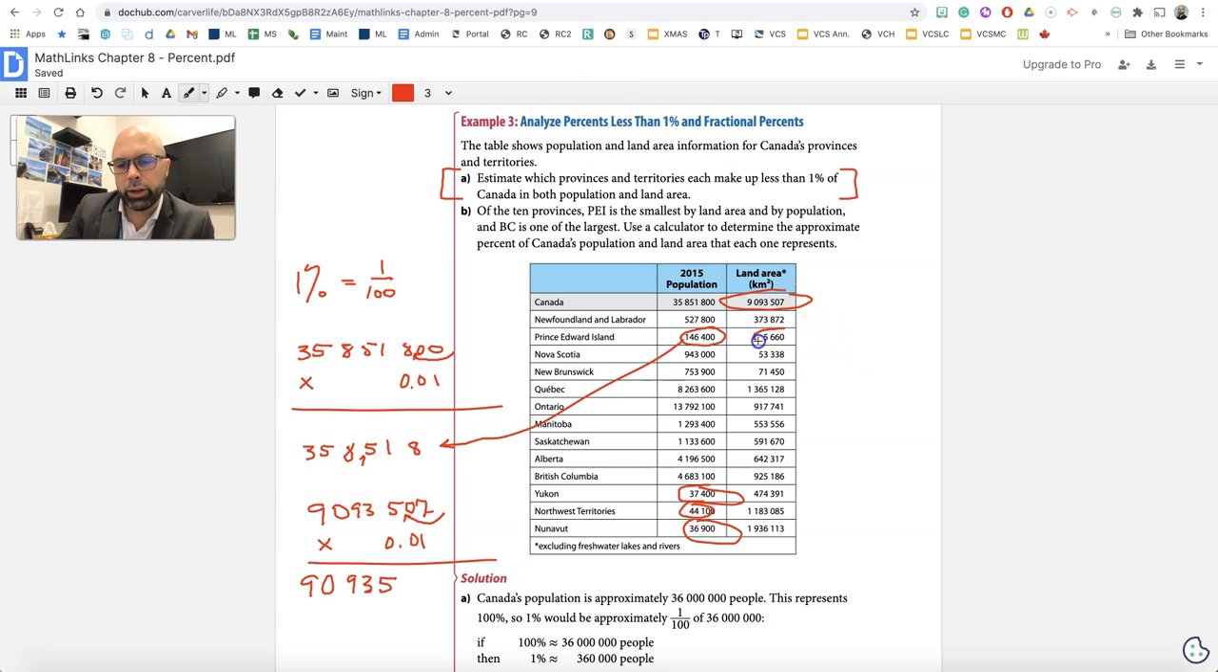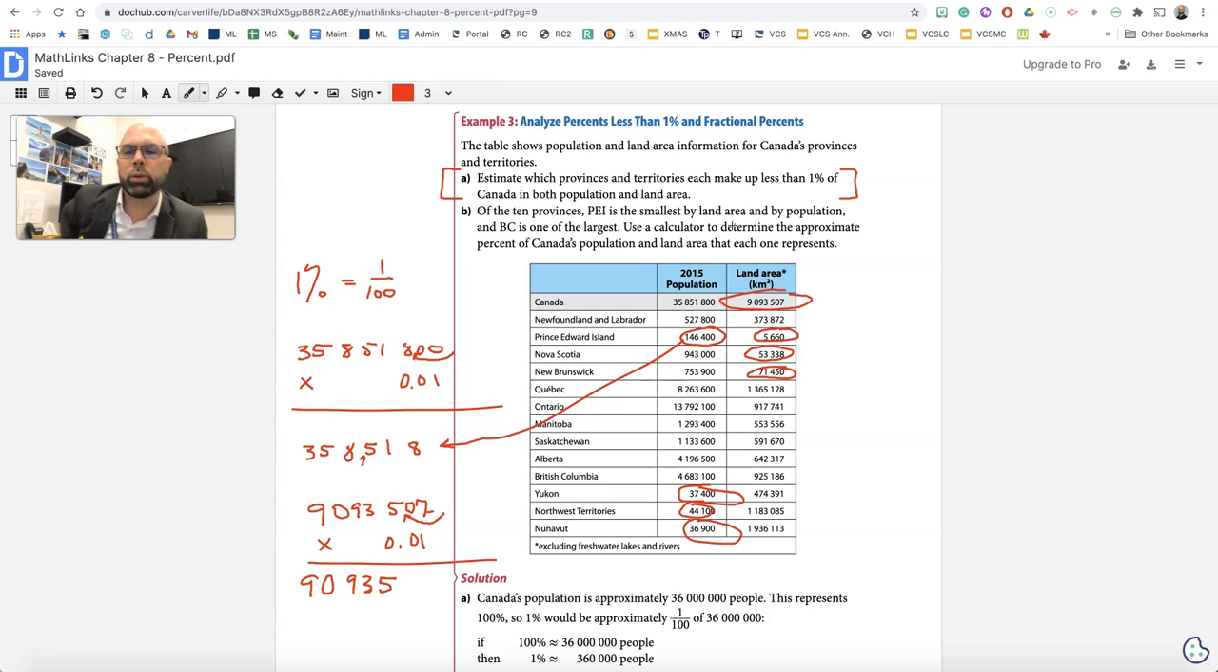So we see PEI, no surprise again. PEI is a very small island. Nova Scotia, a little bigger, but still less than 1%. New Brunswick, less than 1%. All the other provinces are pretty big, and the territories are quite huge, as it turns out. So, we answered A. Of the 10 provinces, PEI is the smallest by land area and by population. BC is one of the largest.